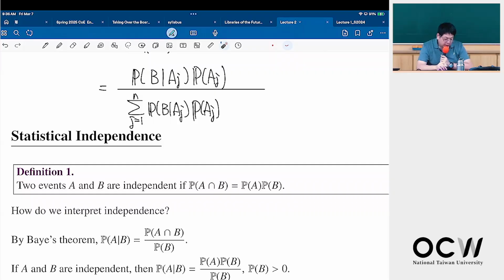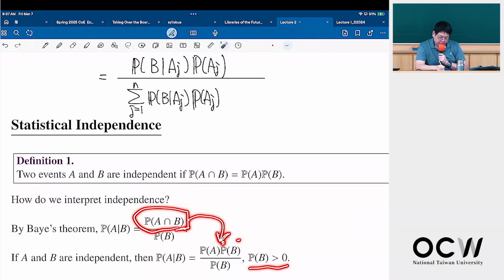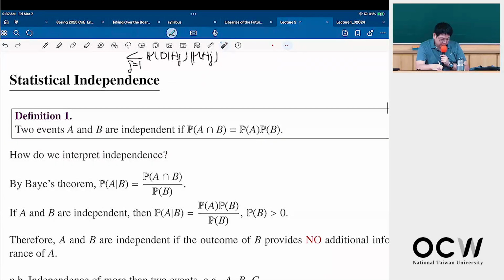By Bayes' theory, we know the conditional probability of A given B is the probability of A intersect B divided by the probability of B. But what if A and B are independent? If A and B are independent, the numerator can be replaced by the individual multiplication, probability of A times probability of B. And we also assume that the probability of B is greater than 0.